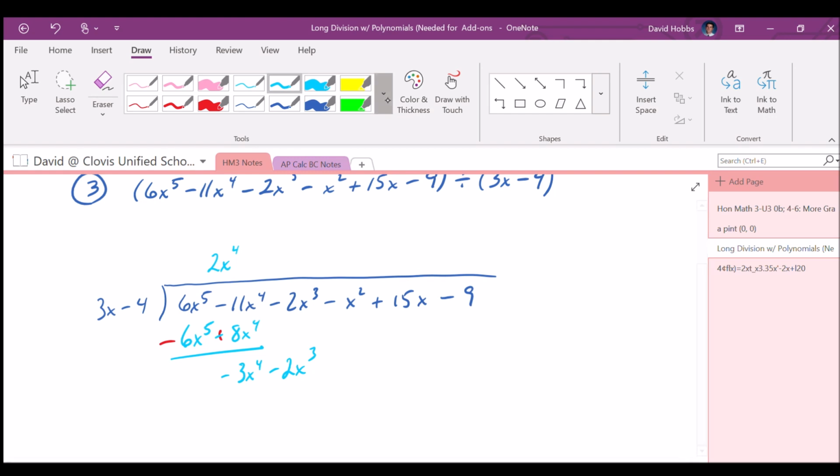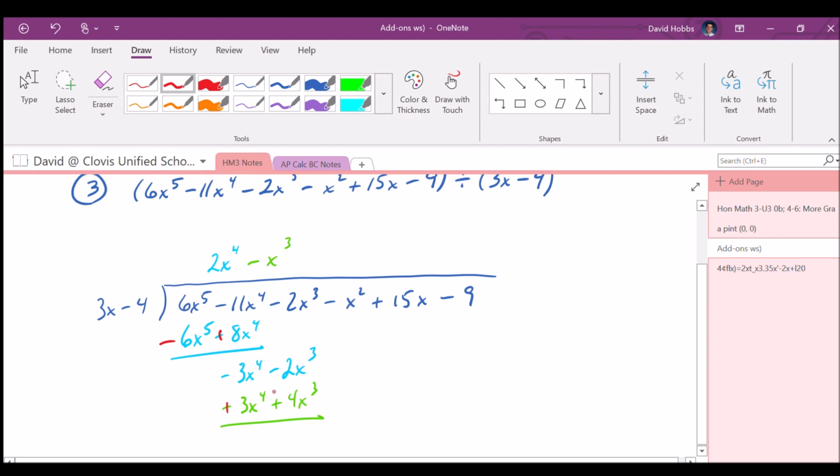Okay, and I'm going to change colors just so you can kind of see the difference here. What times 3x gives me negative 3x to the fourth? Well, negative 1x to the third. So negative 1x to the third times 3x is negative 3x to the fourth. And then you got to multiply it times whatever else is out there. So negative x to the third times negative 4 is positive 4x to the third. And now we're going to subtract. So go get that obviously different color now and distribute a negative.